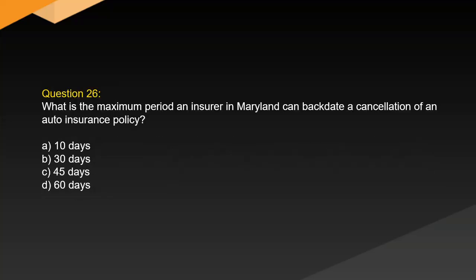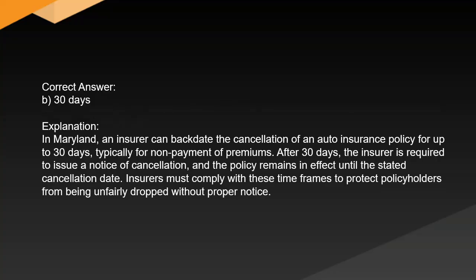Question 26. What is the maximum period an insurer in Maryland can backdate a cancellation of an auto insurance policy? A. 10 days. B. 30 days. C. 45 days. D. 60 days. Correct answer: B. 30 days.